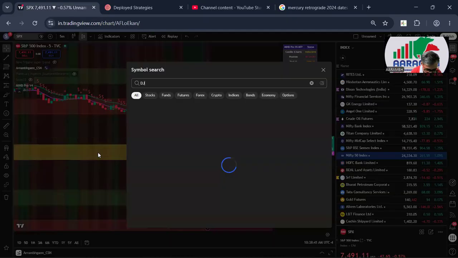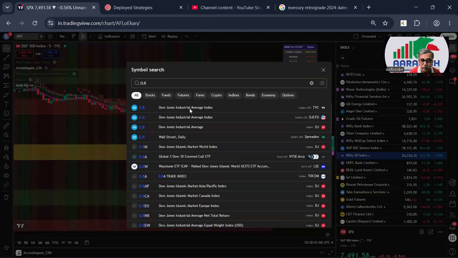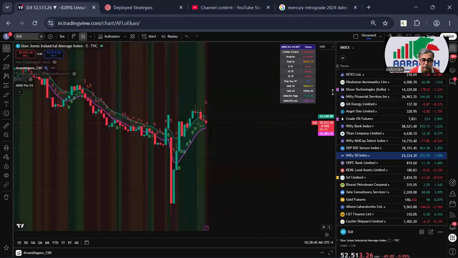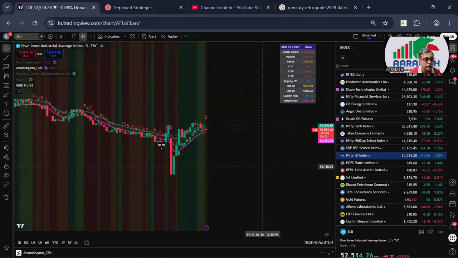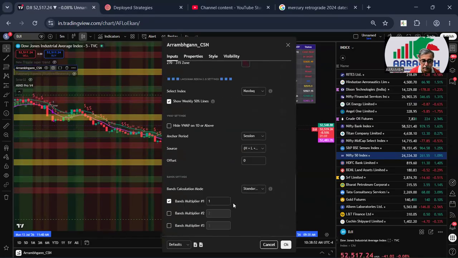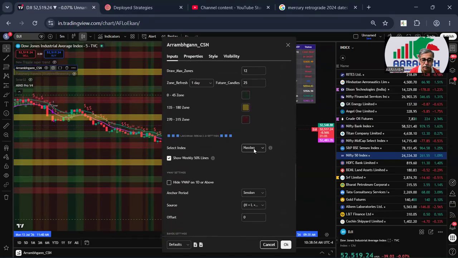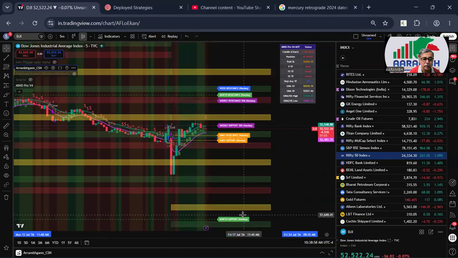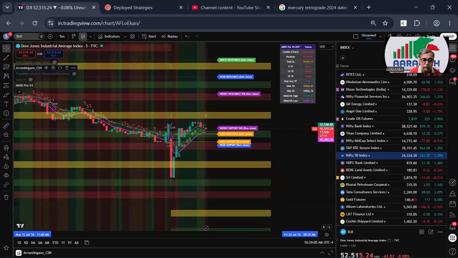Now DJI, let me check DJI. Okay, so in this also, you can see here. Here you need to select the DJI indicator instead of Nasdaq. So you can select the Dow Jones. It will create the new support and resistance as per the Dow Jones. These weekly resistances and supports, all will change.